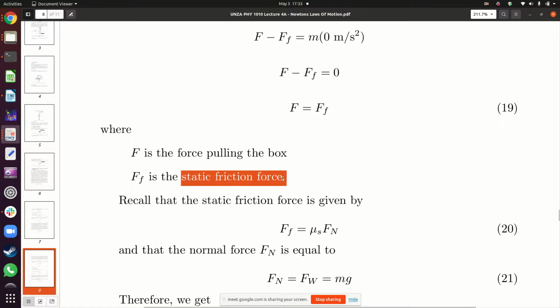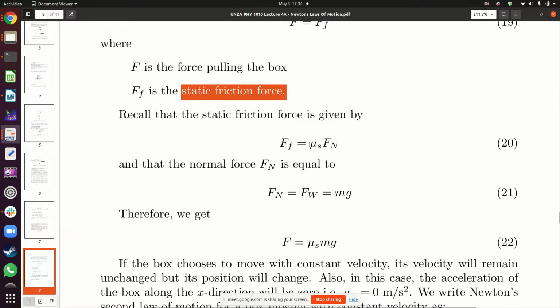Static friction force is the force which opposes the movement of the box if the box is motionless. There is always friction whether something is moving or not. If the object refuses to move, then the friction opposing its movement is static friction force. And the static friction force is given by this expression: the coefficient of static friction multiplied by the normal force. This is how you always get friction. Friction force is equal to the coefficient of friction multiplied by some normal force.